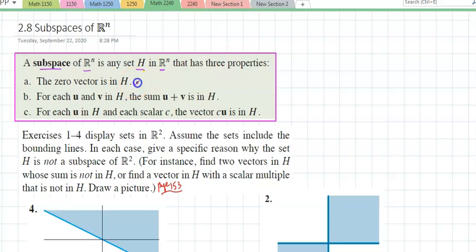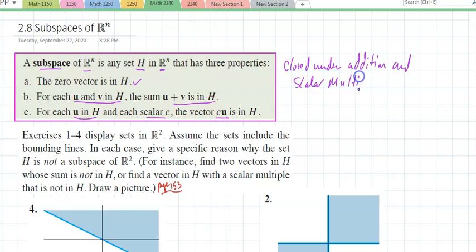The zero vector is in it. If you pick two vectors in it and you sum them, they should remain in it. And if you pick a vector in H, this set, and you multiply it by any scalar, it should remain in H. So basically this is closed under addition and scalar multiplication.